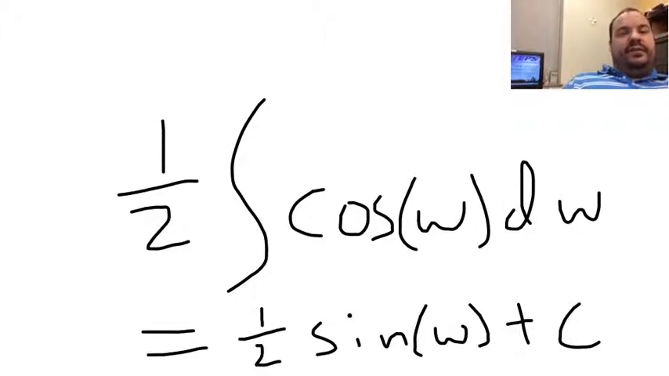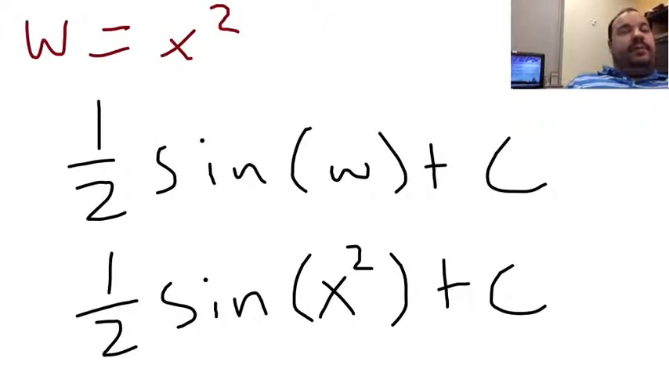So let's go ahead and do it. So that's 1/2 sine of w plus c, can't forget that. Except now we're kind of done, but we didn't start with w, we started with x, so we should really change our variable back. We use the w as a temporary fix to make the integral easier, but then we have to switch back when we're done. So remember, w was x squared, so right here we're going to have 1/2 sine of x squared plus c instead of sine of w.